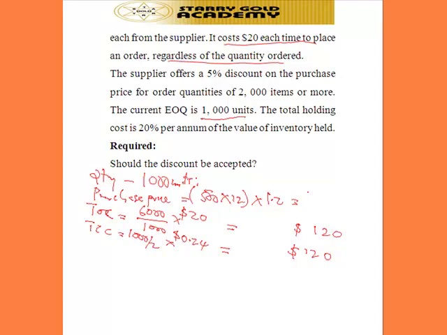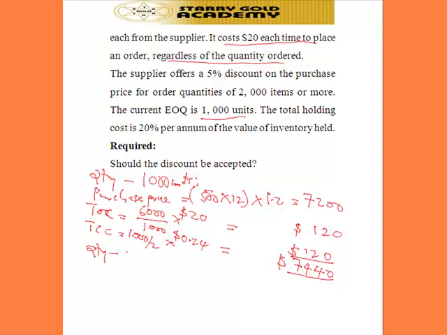That's $7,200. So the total cost for the quantity there is $7,200 plus 240, that's $7,440. Okay, $7,440.